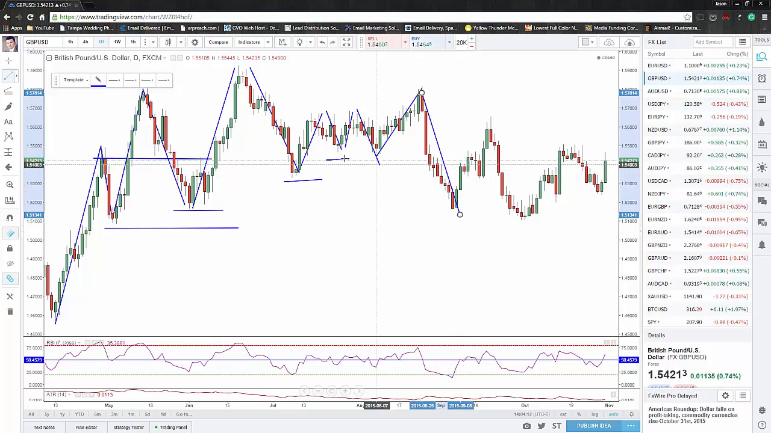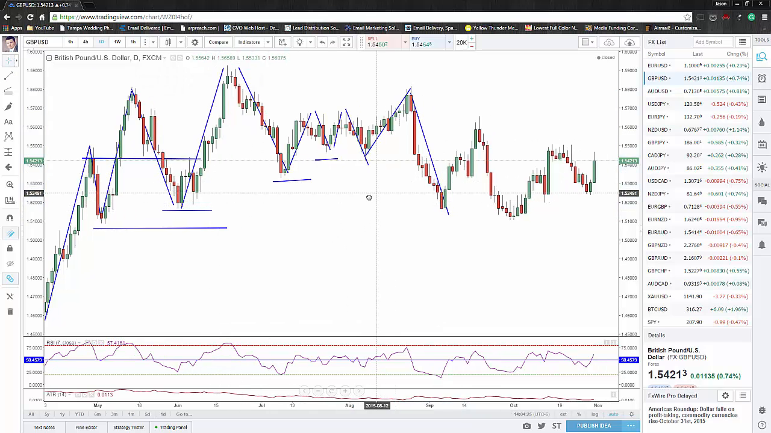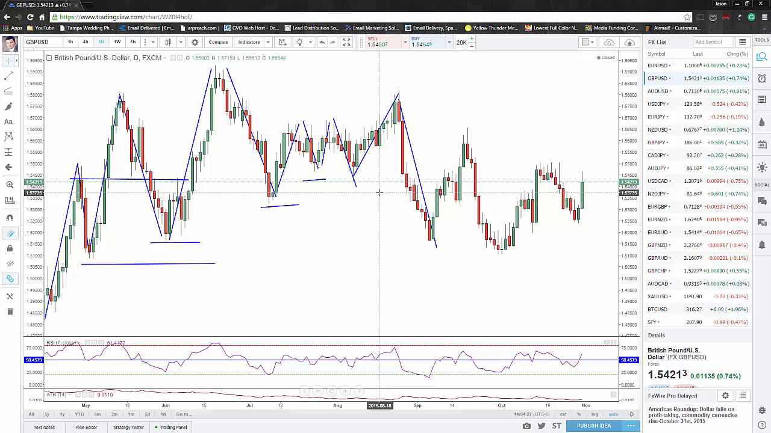Boom, we violate them. What do we break? We break one support level. We break two support levels. Did we break the third one? You better believe it. We broke the third one as well. So the last three support levels have now been violated. What should this tell us? It should tell us we have a shift in trend.